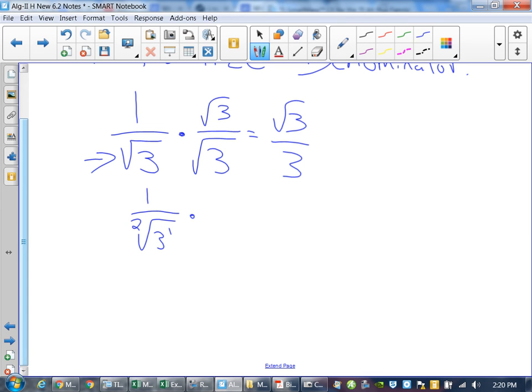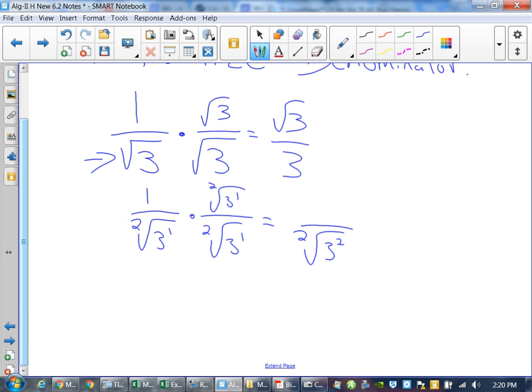How many more 3's do I need to make this a 3 squared? One of them. And I can make the same thing here, because now this becomes same base, different exponents. We add them. That's why that works. The square root of 3 squared is 3. Okay.